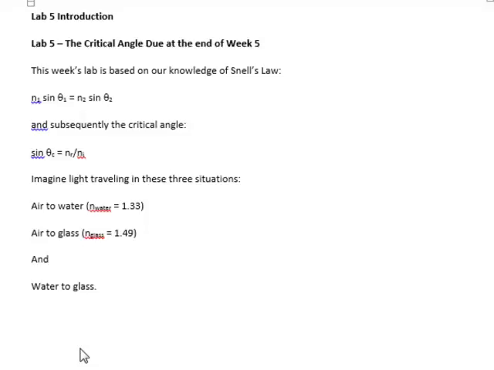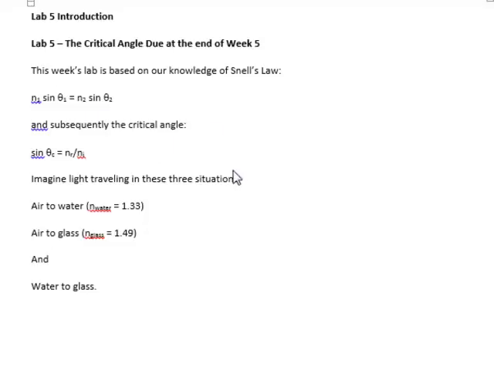Okay everyone, welcome to Physics 221 Lab 5, our lecture for this week. Here we're going to look at the critical angle. Remember this is due at the end of each week, and please remember to observe the correct lab format.